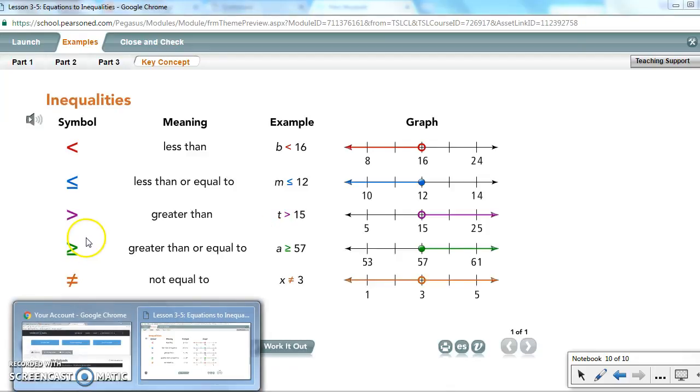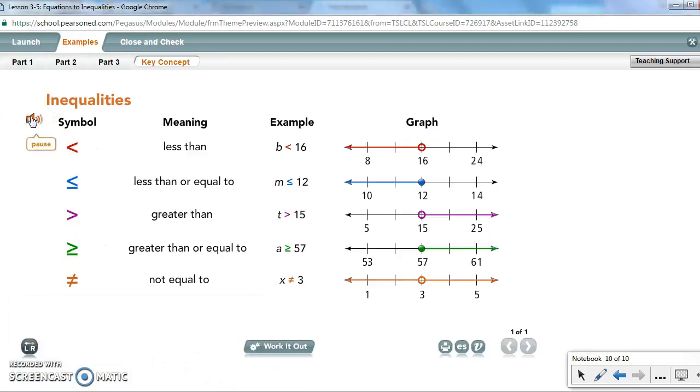Okay, we're going to finish up with our key concepts today. The table shows 5 different inequality symbols, their meanings, and examples and graphs of each. So we have less than or equal to, greater than or equal to, and not equal. Here are some examples that we already went over yesterday. And here are our graphs. Notice the open and closed circles.